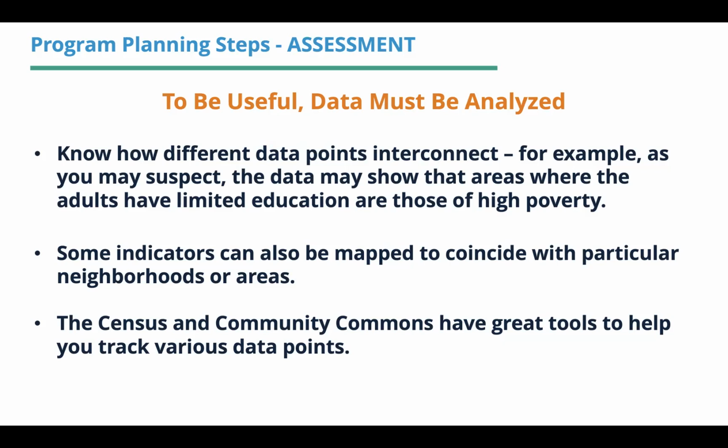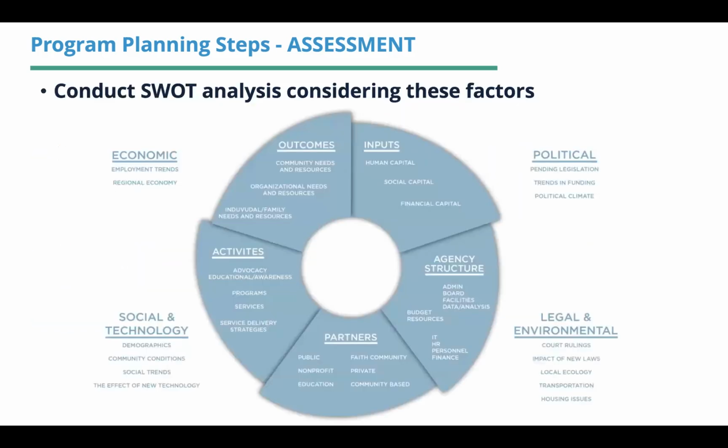You can look at different data points that you can collect from the census, from the Community Commons website. It might be geographical data that you'd like to collect. It might be based on income. It might be based on race or gender or age or any number of things. But one of the things that you have to make sure you're doing in your program planning and development and then evaluation is collecting that data. So something else that you want to do is conduct a SWOT analysis.